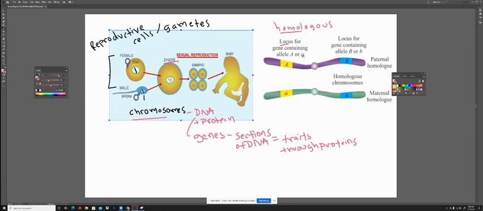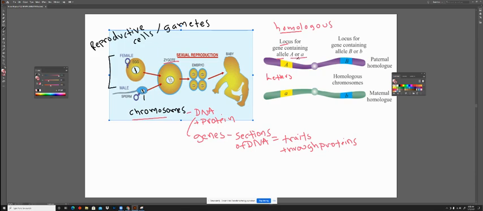Okay, so our homologous chromosomes contain genes, and our genes are represented by letters. Scientists use letters to represent genes. So homologous chromosomes contain genes for the same trait, but they most likely don't have the same allele. The allele is the version of the gene.